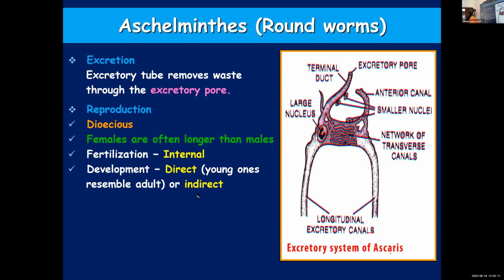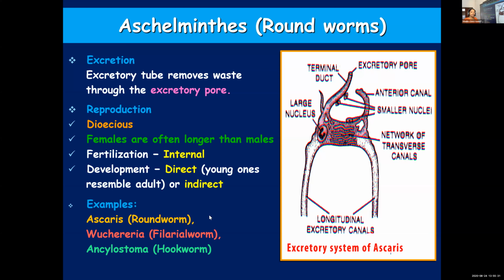In direct development, the young ones don't have a typical larval stage. The young one resembles the adult, just like in human beings. But we don't call human babies larvae. So in that case you can call it direct development, or it can be indirect, in case a larval stage which is morphologically distinct from the parent is involved.